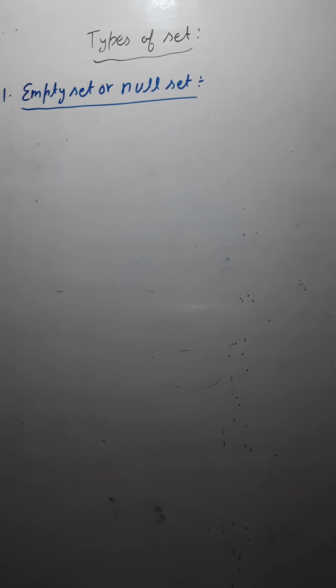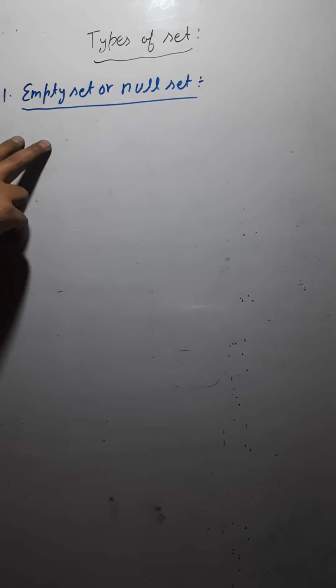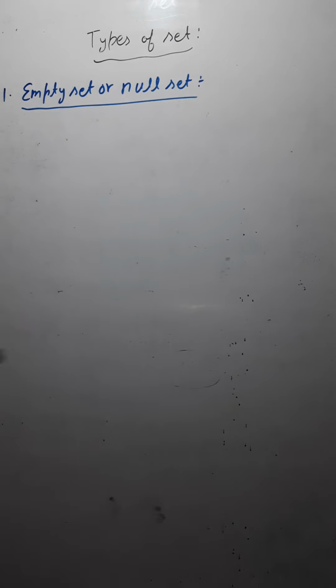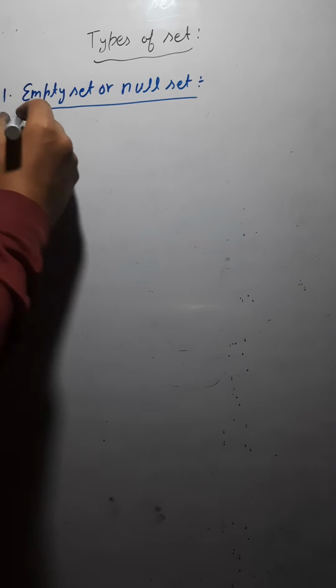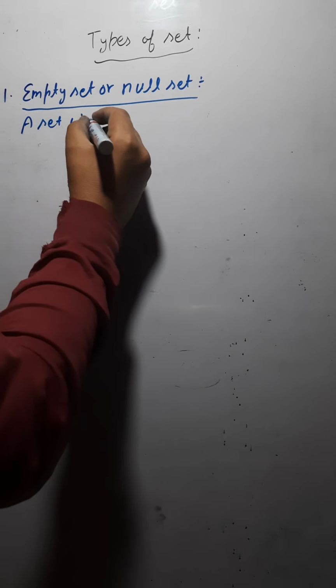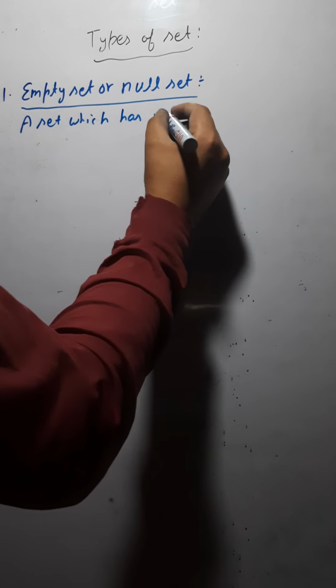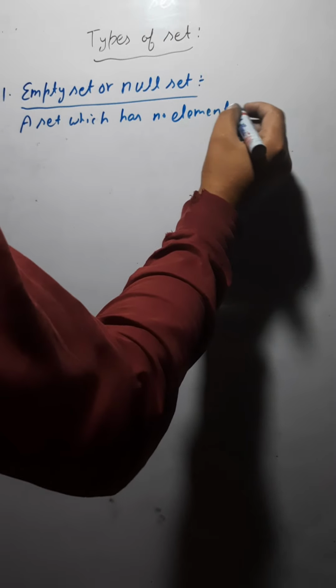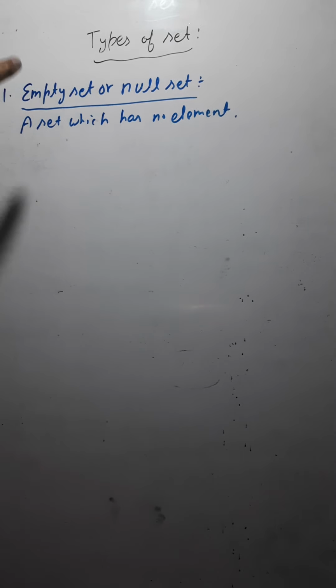So now we would move ahead where we would be discussing the types of set. Different types of set we would be discussing. So first one is the empty set or the null set. What is an empty set and what is a null set? Both are same, whether you call it empty set or null set. Empty set, or the null set, means the set which is having no element inside. A set which has no element, so you would call it a null set or an empty set.